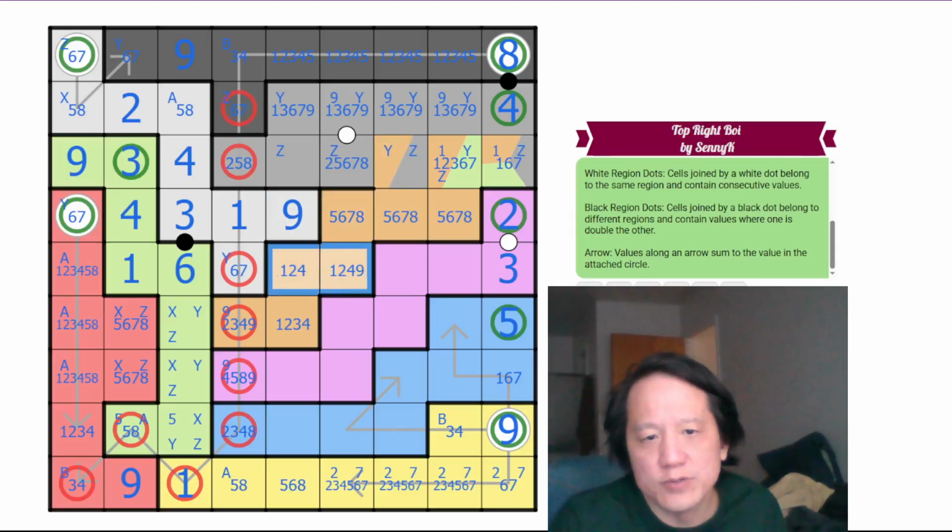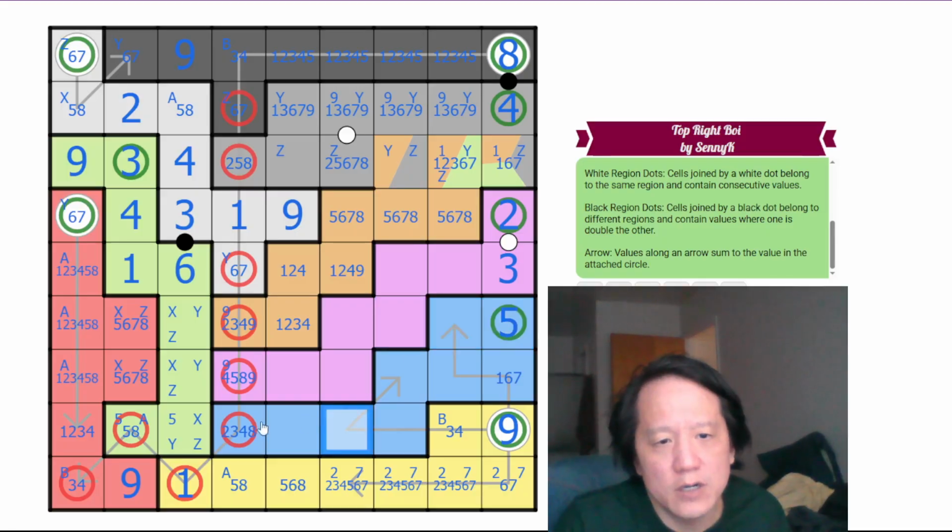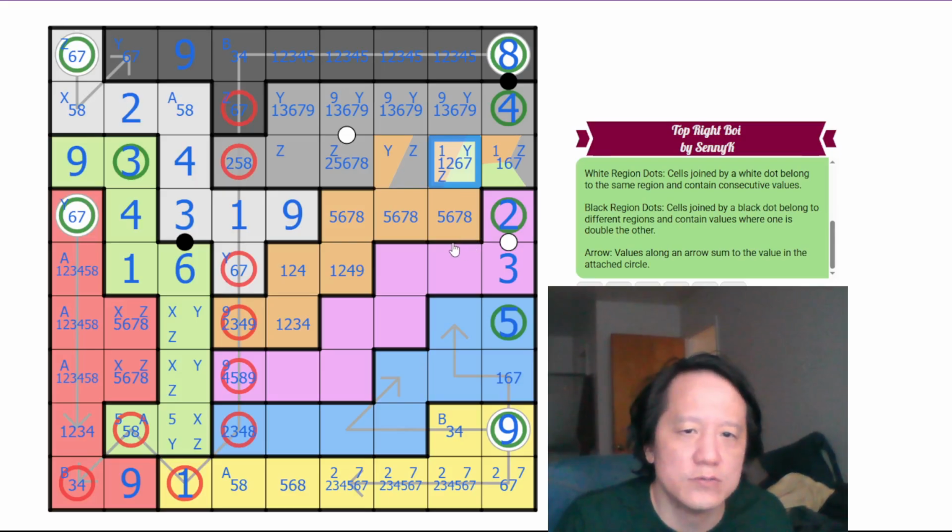3 eliminates 3 in the rest of the row. No 3 here. No 2. Could be 2. No, it can't be 2. This is either 1 or it's 6, 7 for the orange.